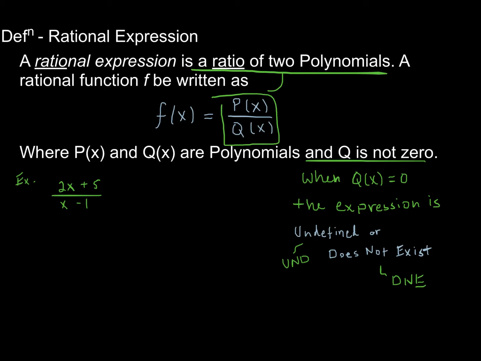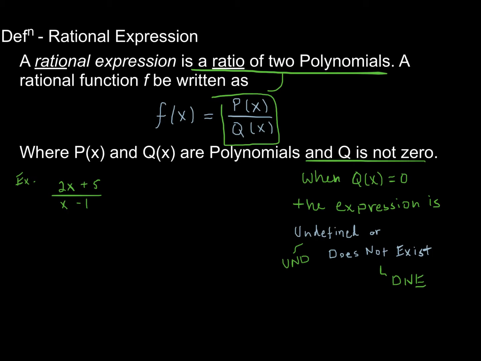Okay, take a look at this expression here. This is a rational expression. Why? Think about that. Why is this a rational expression? Well, looking at the definition, a rational expression is a ratio of two polynomials. This is a polynomial of degree 1. This is a polynomial of degree 1, and it's a ratio between the two of them, so this is a rational expression. Now, we want to think about where is this expression undefined, or where does it not exist?